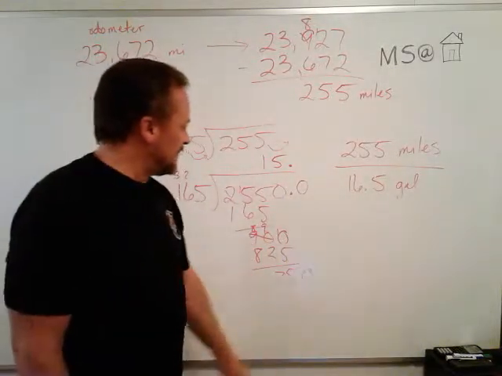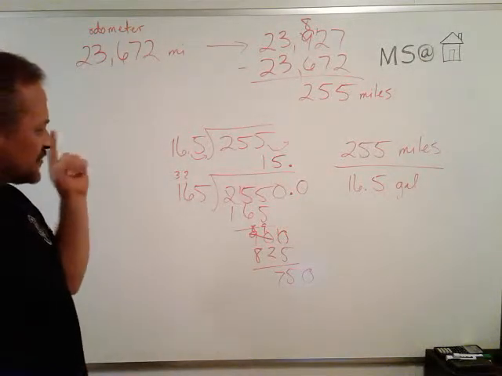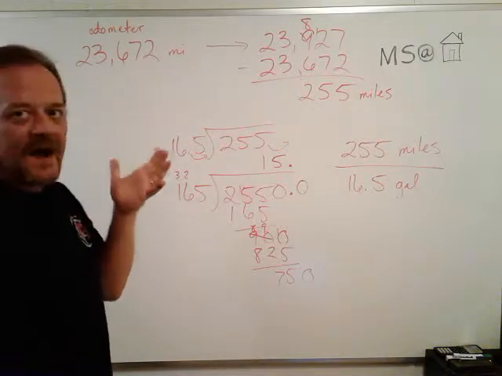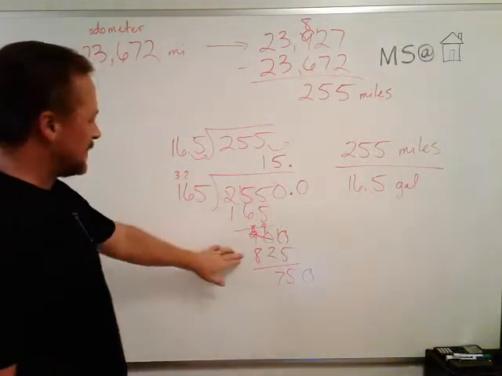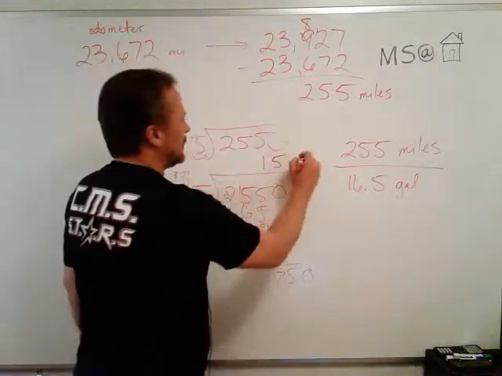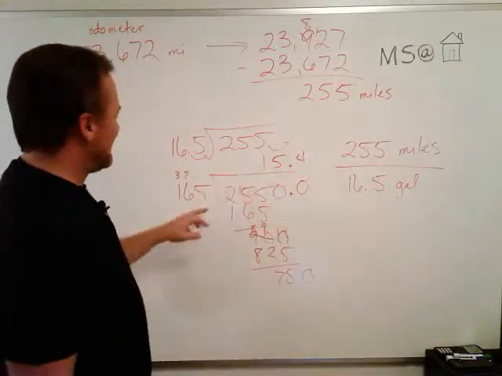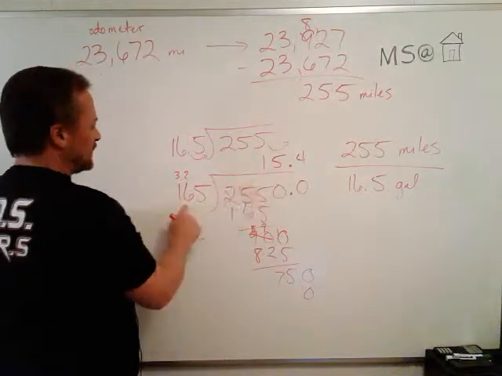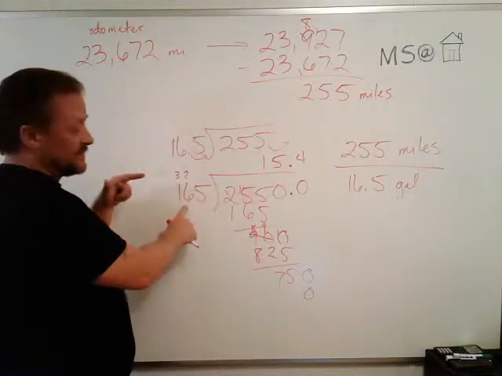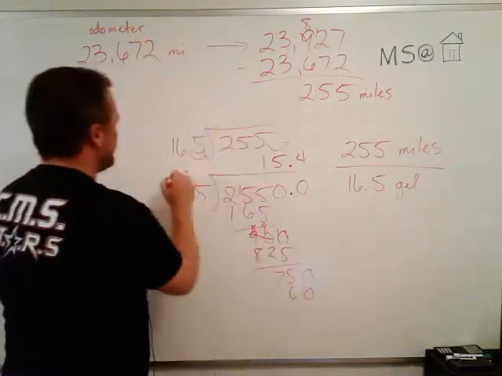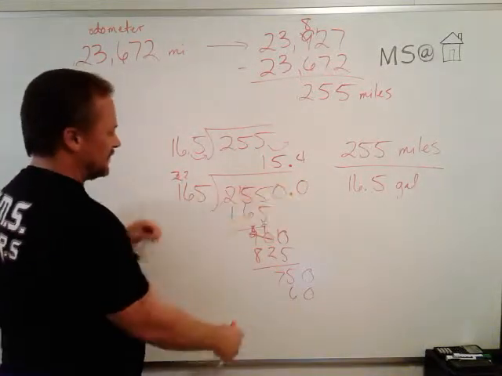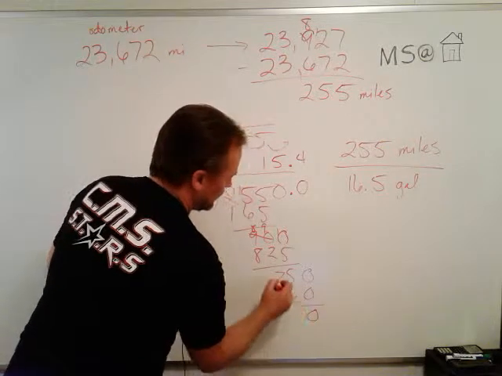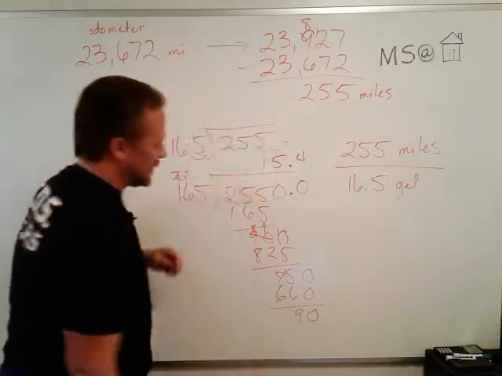165 into 750. I'm not going to get tricked this time. Let's try 5. No, let's not, because 5 I know is too big. Let's try 4. 0, carry the 2. 4 times 6 is 24, plus the 2 is 26. And 4 plus 2 is 6. That looks good to me. Borrow this. That leaves me with 90 again.